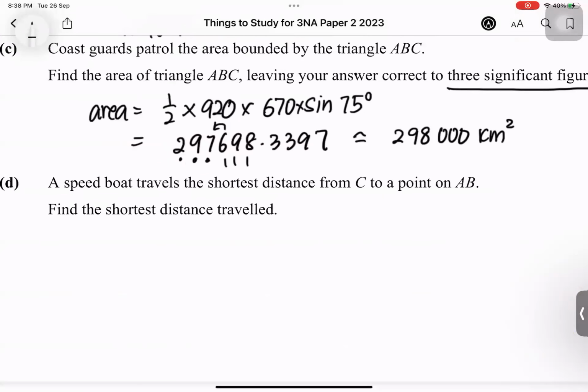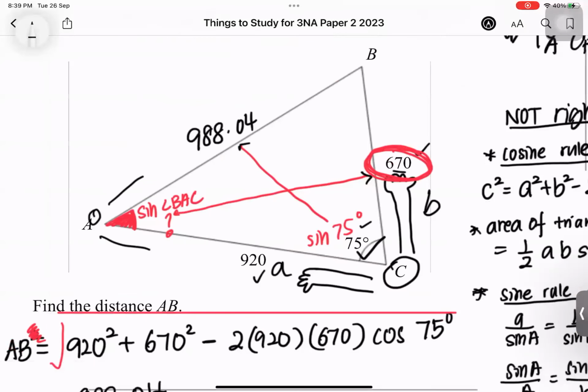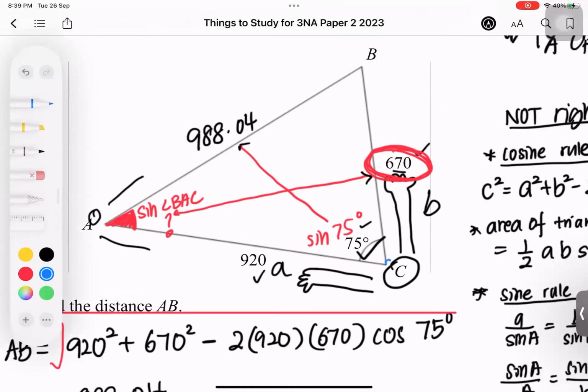Okay, a speedboat, the shortest distance. Now, the shortest distance has a few methods, right? Use either the cosine rule, if not use the area of triangle. C to point AD. Wow, this one, the diagram is so complicated. C to the point AD. Let me draw in blue color. C goes to the point AB. Right? So half times base times this new height is the area of triangle.